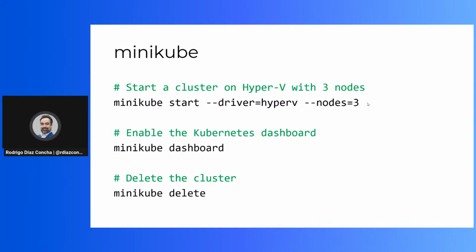So I already did this, minikube start, and then I pass the driver that I want to use. Again, you can use VirtualBox or Docker or whatnot. You can see the different providers there in the documentation, okay? You can execute other commands such as minikube dashboard. Once your cluster is ready, you can enable the Kubernetes dashboard by executing minikube dashboard, and you can also delete the cluster by executing minikube delete.